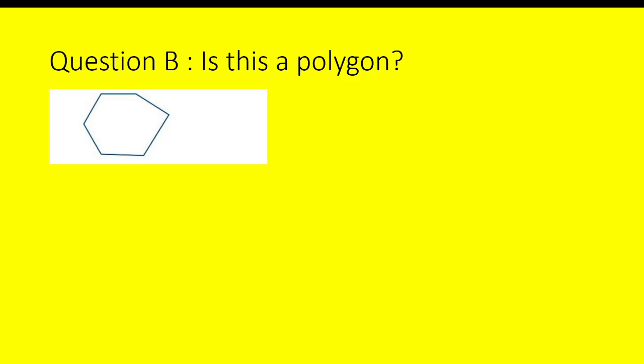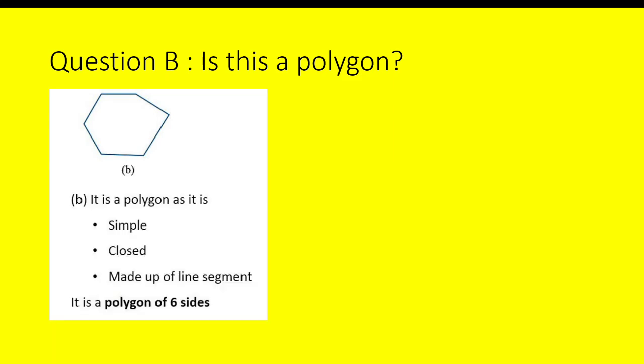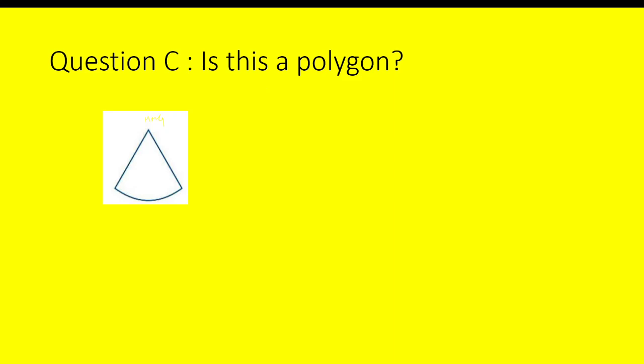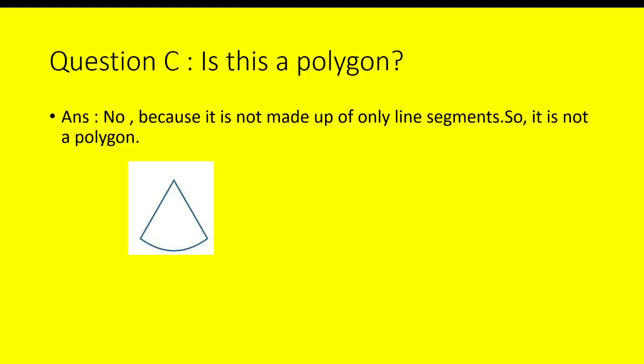Now here, is this a polygon? Yes, this is a polygon because it is made up of line segments and it is closed in nature. Is this a polygon? So children, please tell the answer. Yes, very good. You all have given the correct answer. Let's check whether you are correct or not. So you all are correct. No, because it is not made up of only line segments. So it is not a polygon.